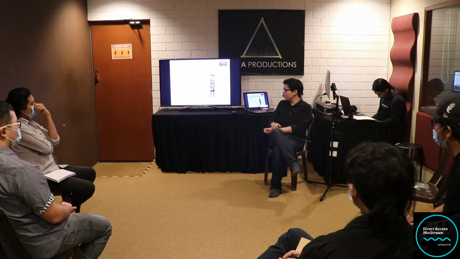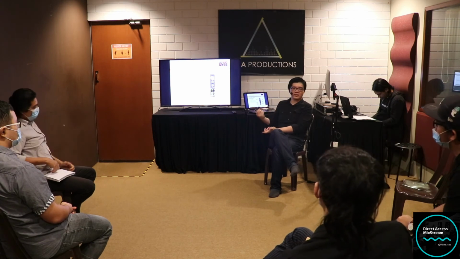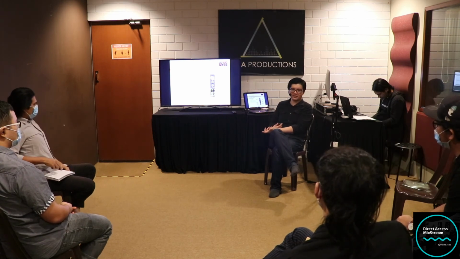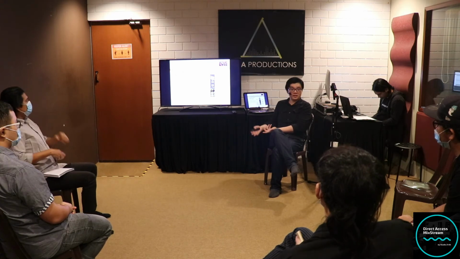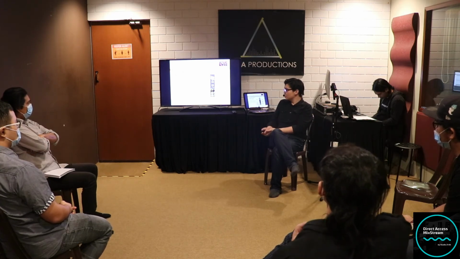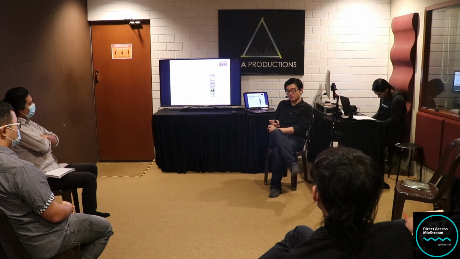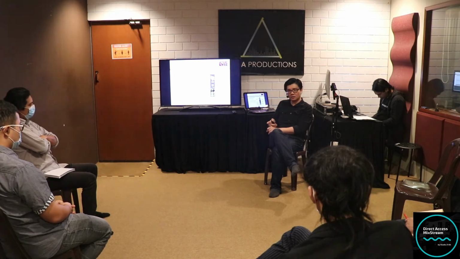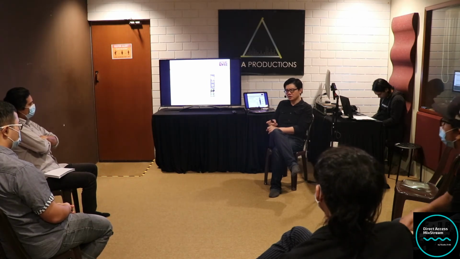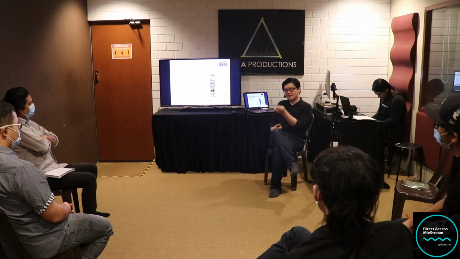All right. So generally, what's the job of a mic preamp? It's called a preamplifier. Amplifier means it's used to boost a signal. So a mic preamp is used to boost a mic level signal that's coming into the XLR input to line level. Remember the primary function of a mixer: you want to bring all your different low level signals to a line level. Line level is a level at which the device can process it.